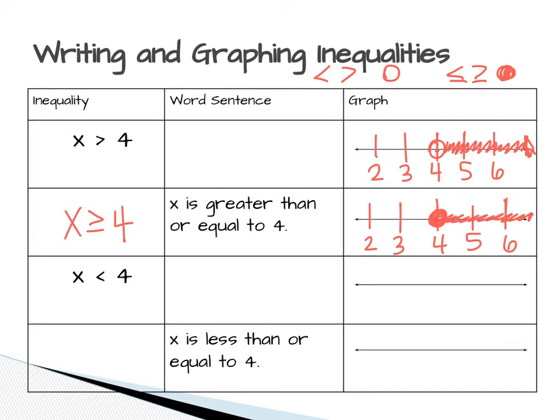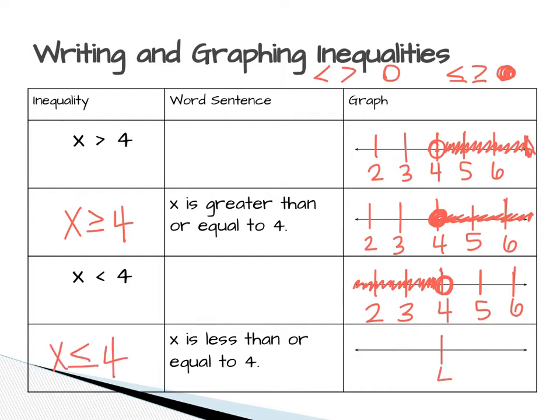The next one is x is less than 4. You're going to have an open circle because it's just less than. Then you're going to shade everything that's less than 4, which is 3, 2, and so on. The next one is x is less than or equal to 4. Your number line is going to look very similar to the one you just did, except this time it's going to have a closed circle on 4. And you're going to shade everything that's less than 4.